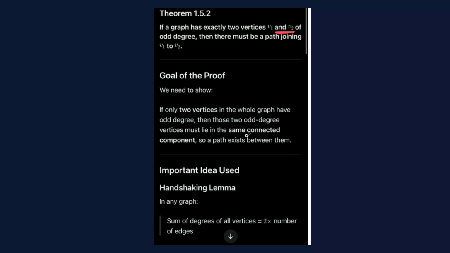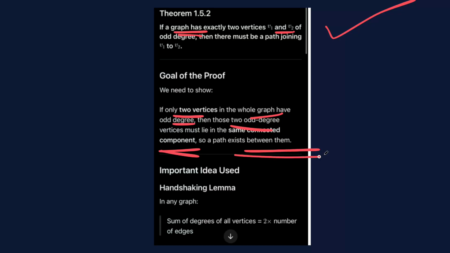That is what we have learned in the previous videos where we discussed the theory part. This graph can be a connected graph, or it can be a disconnected graph. So we need to know that if only two vertices in the whole graph have odd degree, then those two odd degree vertices must lie in the same connected component, so a path can exist between them.